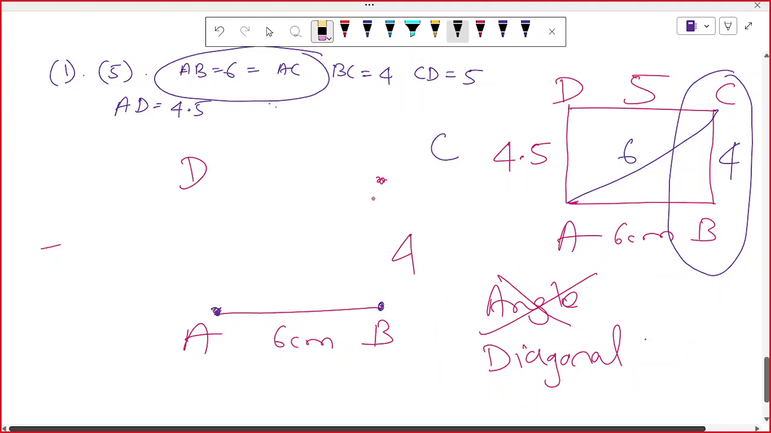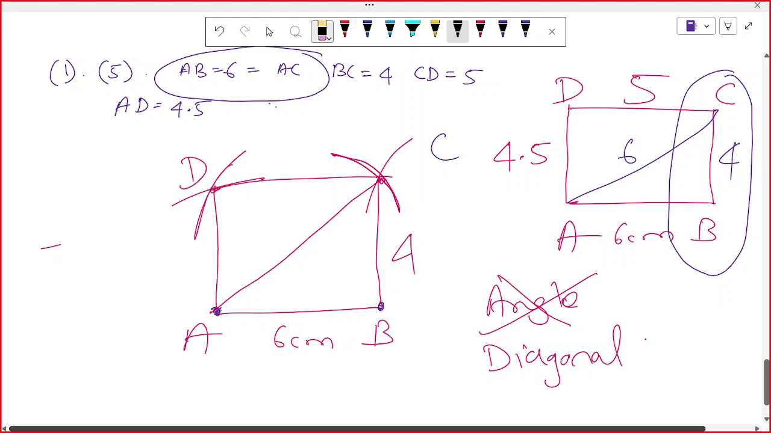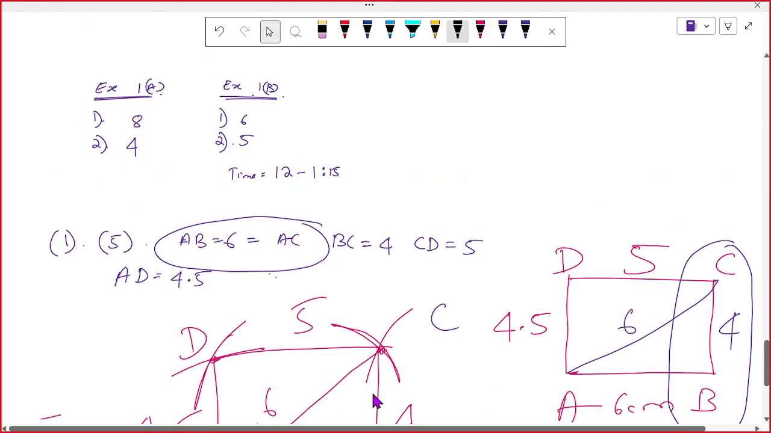Draw the base. Then from A, take 6 centimeters, cut an arc. This is the diagonal arc. Then from B, cut another arc 4 centimeters. Join this with the diagonal. Then from C to D, take 5 centimeters. Then from A to D, 4.5. You get 4 arcs like this. 5, 4.5, 6, 4. That's it. With this, include first main sixth question for homework.